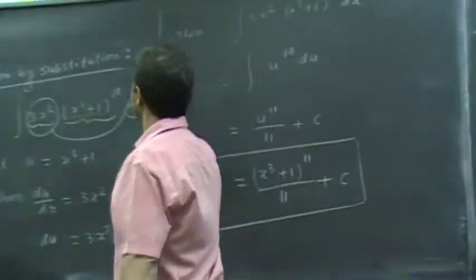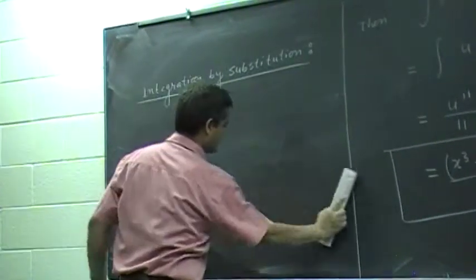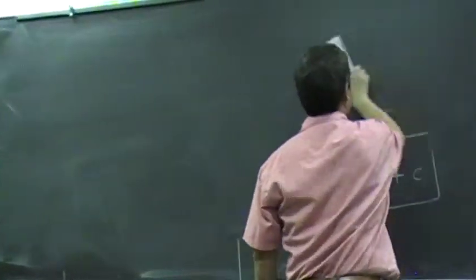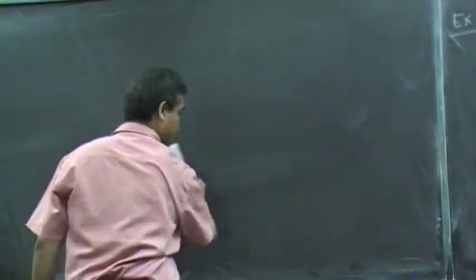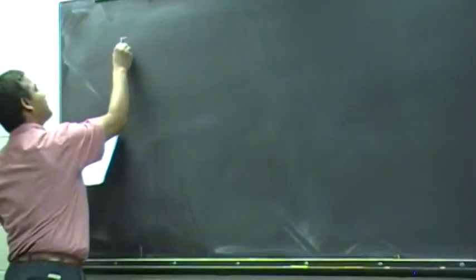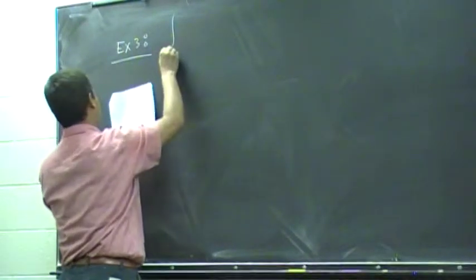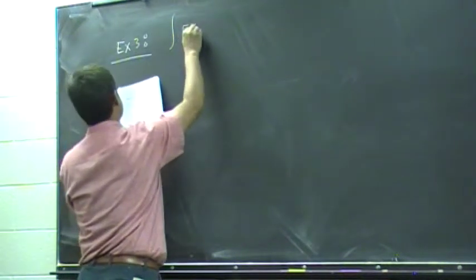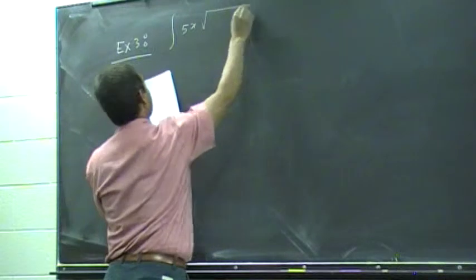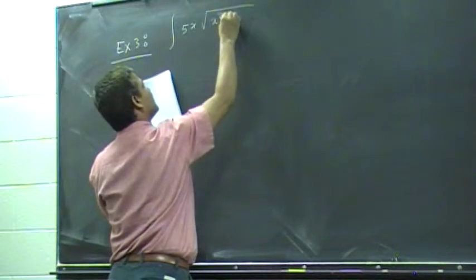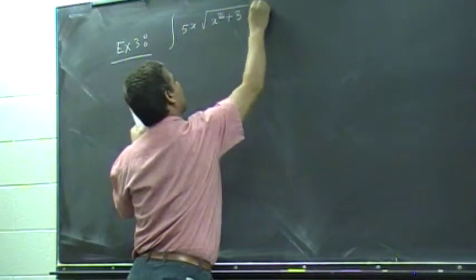Let's work on another example. Let me take this example. Example 3: what is the integral of 5x times the square root of x squared plus 3, dx?